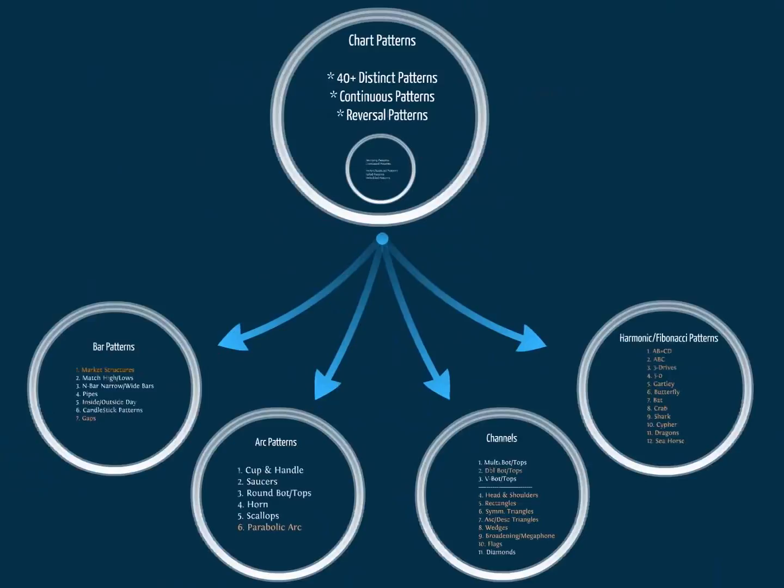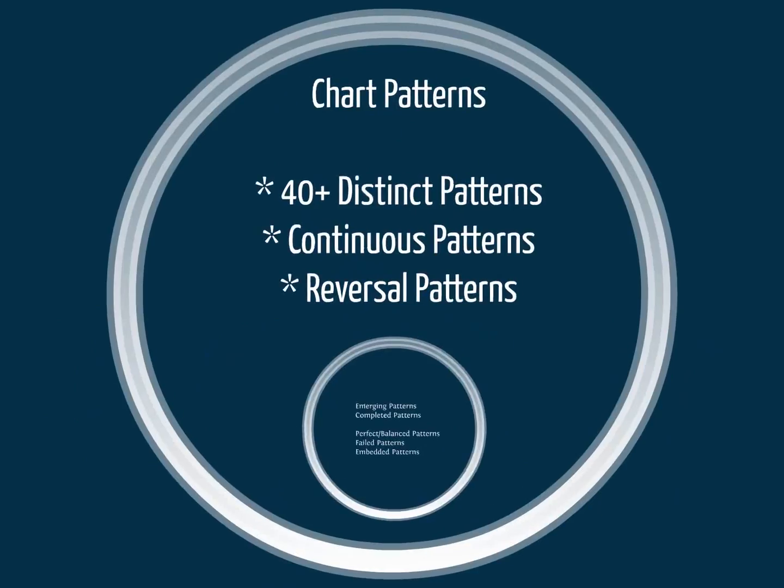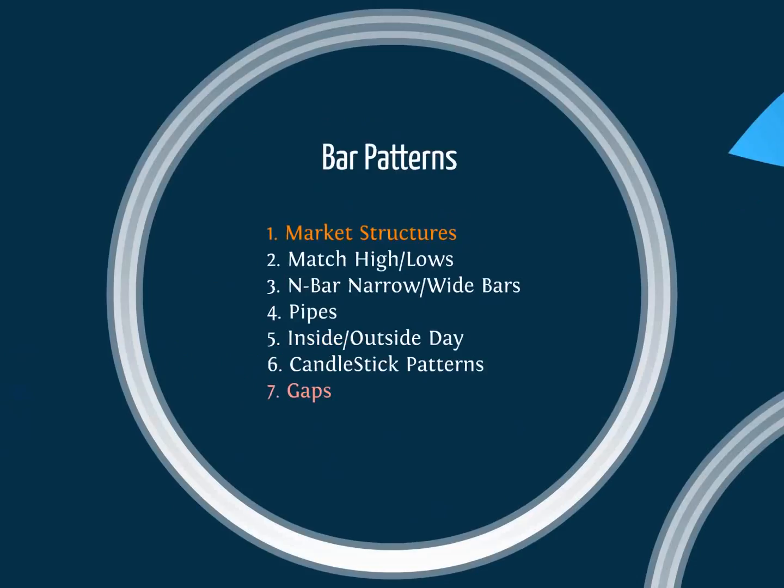Within the patterns, there are continuation patterns and reversal patterns, and I talked about this extensively in my book and elsewhere in my presentations if you want to look at them. What I did here is categorize patterns into 4 different categories. The first category is bar patterns. Bar patterns are primarily 1 to 3 bar based patterns. Most candlestick patterns are bar patterns, like a doji or a pipe pattern, which are 1 or 2 candlesticks. All 7 of the ones I showed here are bar patterns. The highlighted ones are my favorite patterns to trade. Market structures and gaps are my favorites, so I highlighted them.